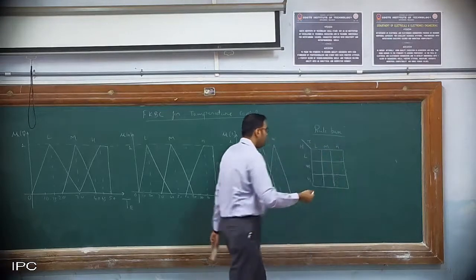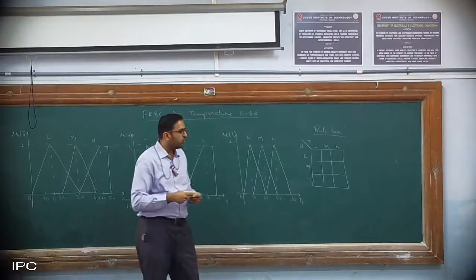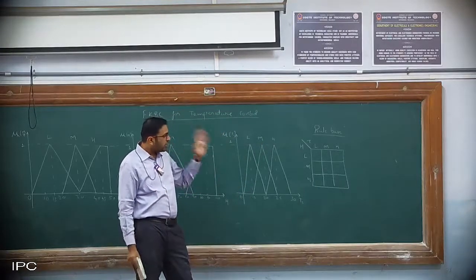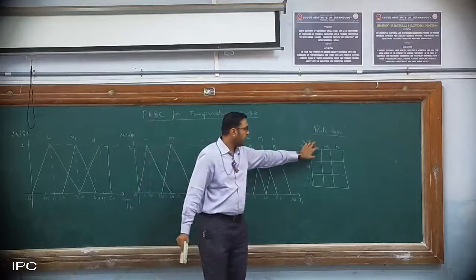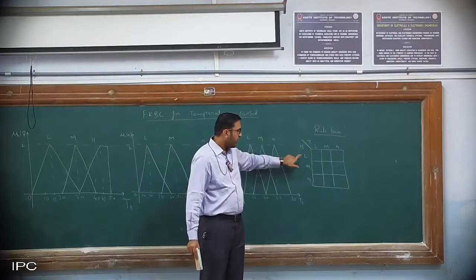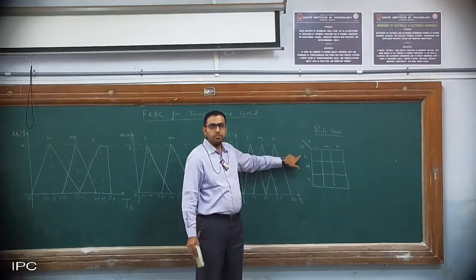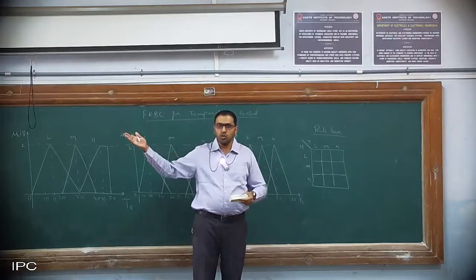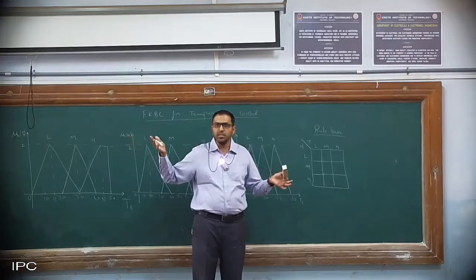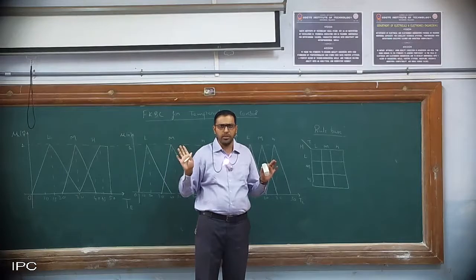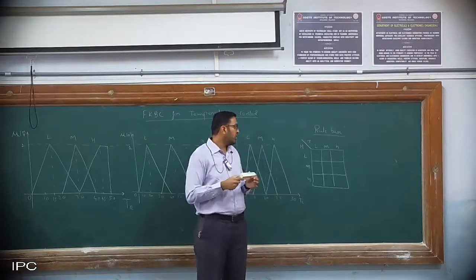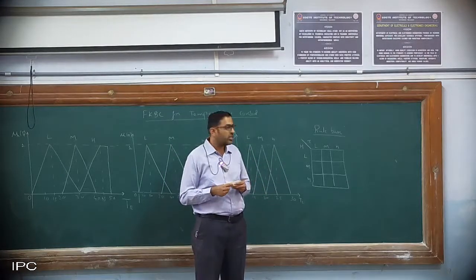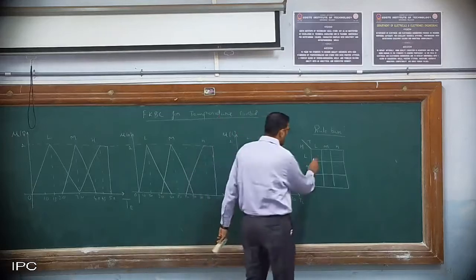So now let us design our rule base, which says that if the temperature is low and humidity is low, what does that mean? If the external temperature is low and humidity is low, it means it is a very chilling, cold temperature. So in that case, what should your internal temperature be? We want it to be high.